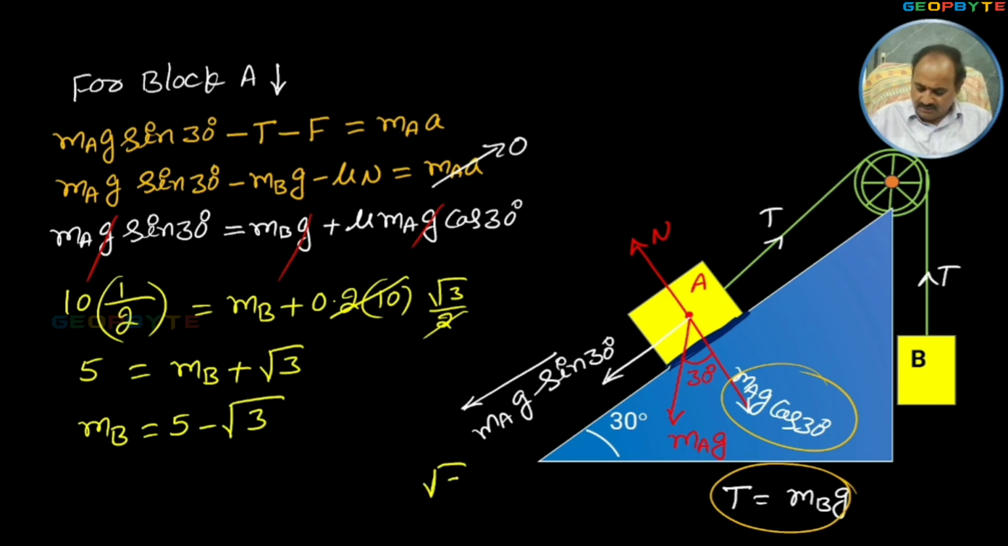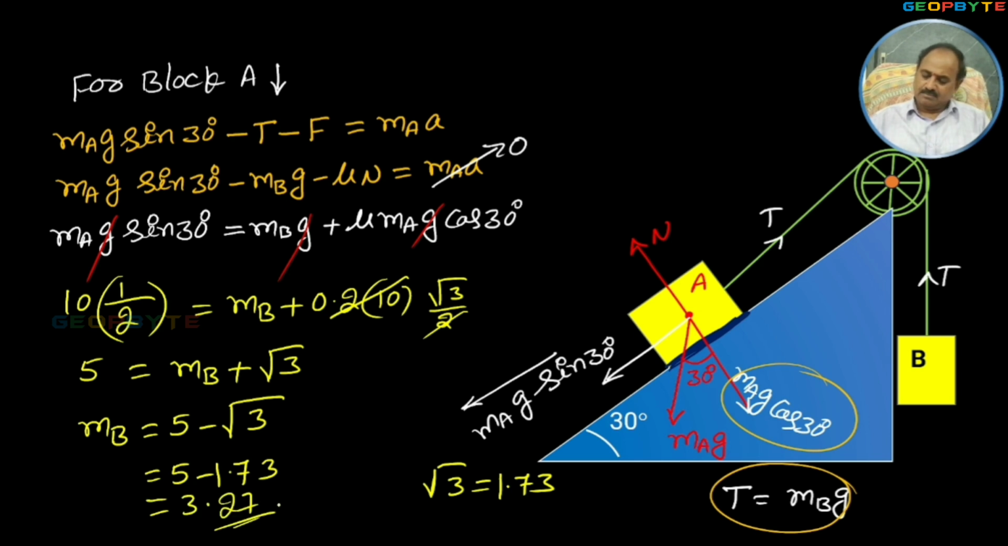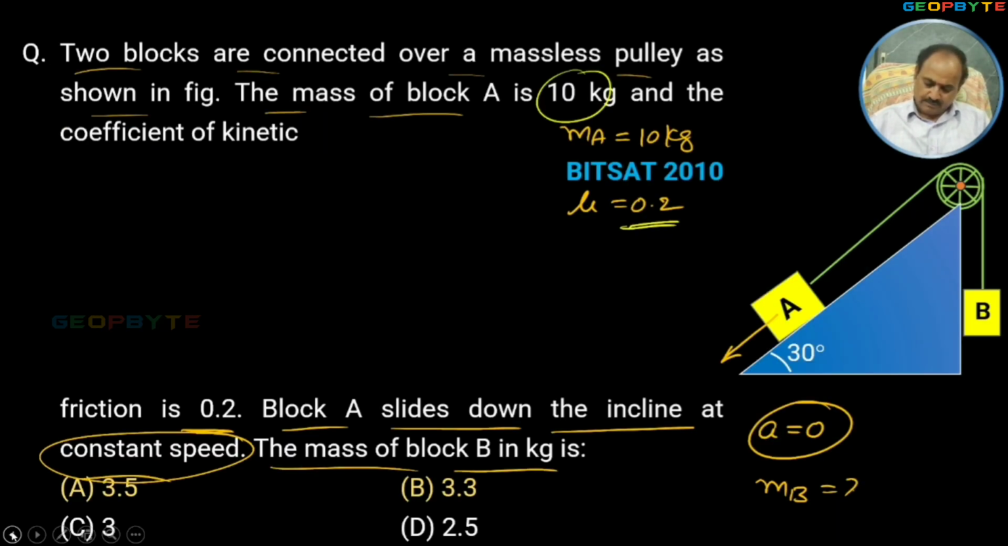As you know, root 3 value is 1.73. 5 minus 1.73 is 3.27. That is the mass of the block B. So 3.27, approximately 3.3, option B can be selected. Understood clearly? I am trying to explain each and every point at your understanding level. Understood or not? Yes. Then let us take another important problem.